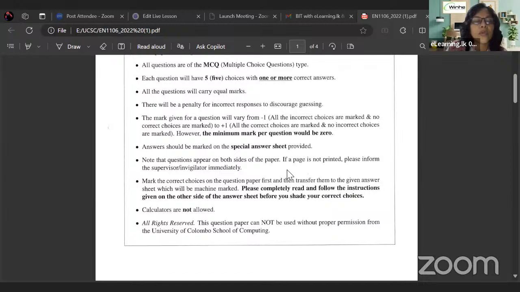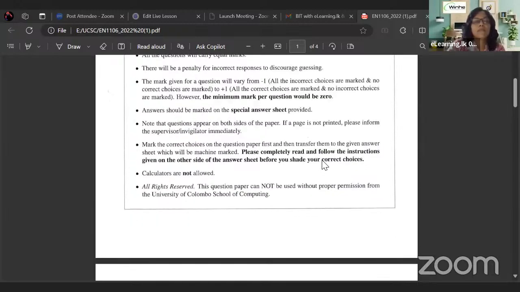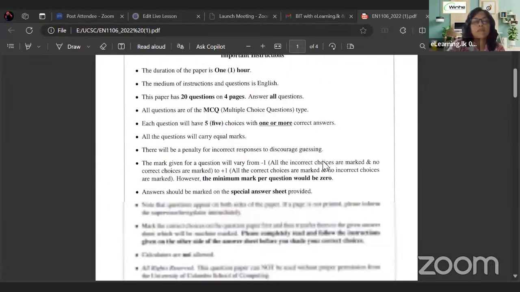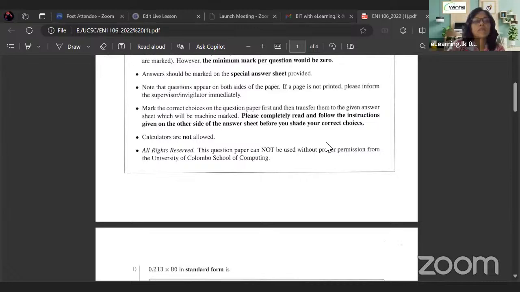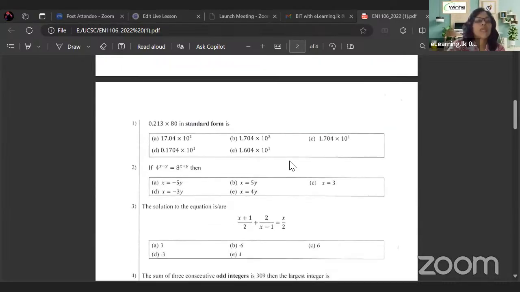And also you have to use the special sheet to mark the correct answers. You can see calculators are also not allowed, right? Okay, then we will look at how to do the first question. How to do the first one?